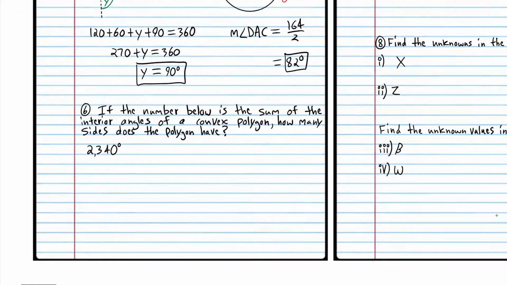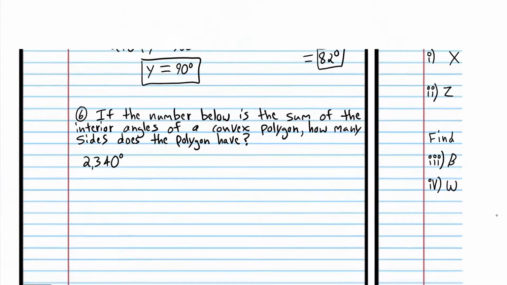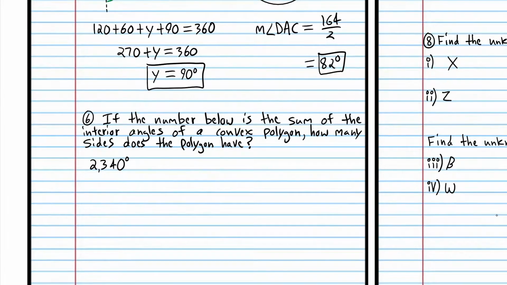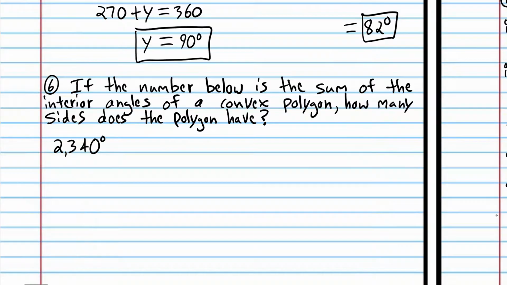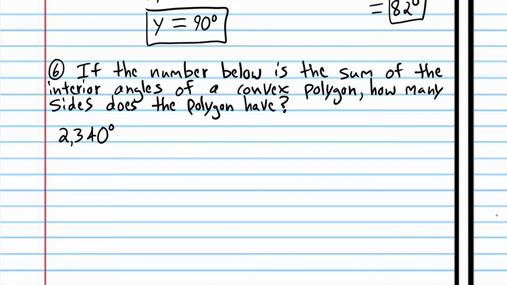So you may notice that some of these problems are fairly easy, and they are, but these problems are going to get more difficult. So, all right, number 6. If the number below is the sum of the interior angles of a convex polygon, how many sides does the polygon have? Try number 6, and when you come back, we'll do it together.